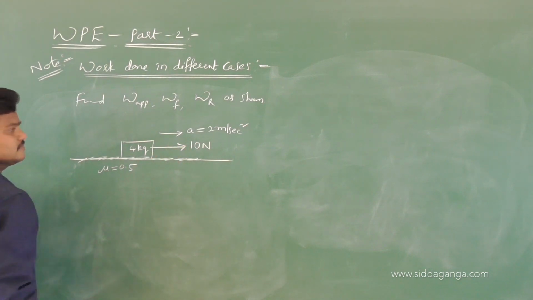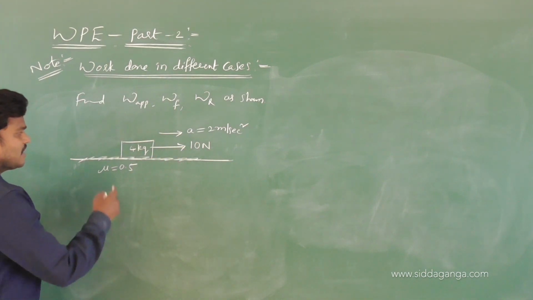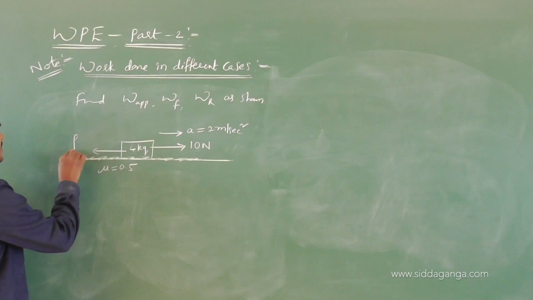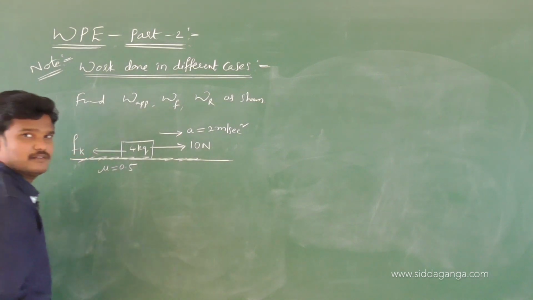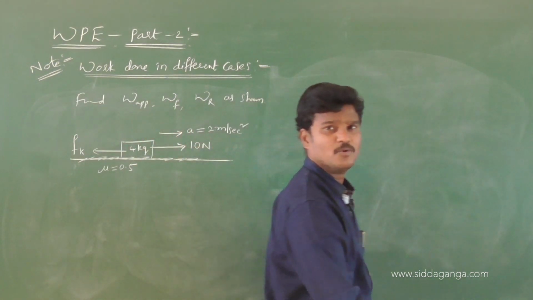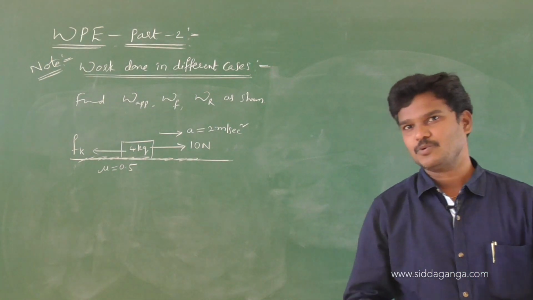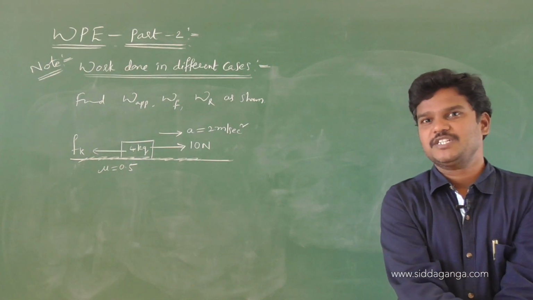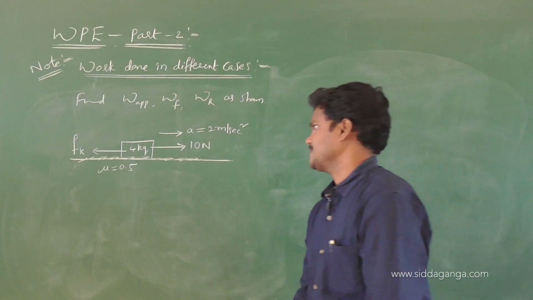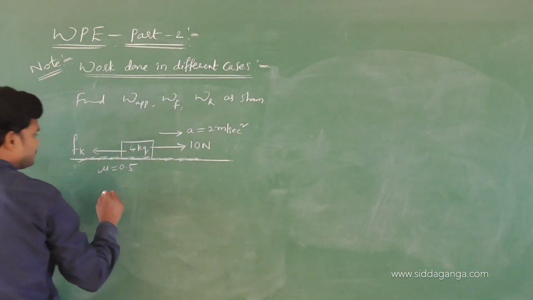What is this? Applied force. And what is acting backside? Fk. No, Fk is not given. Tell me how to get Fk. Fk you know, mu k mg. Okay, let us start with the applied force.